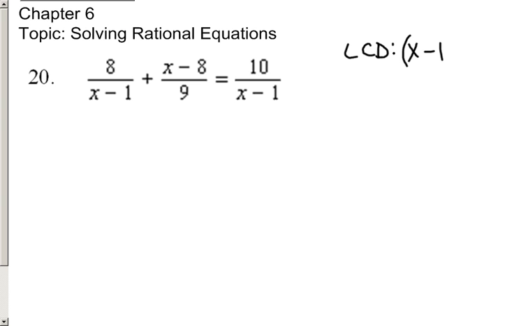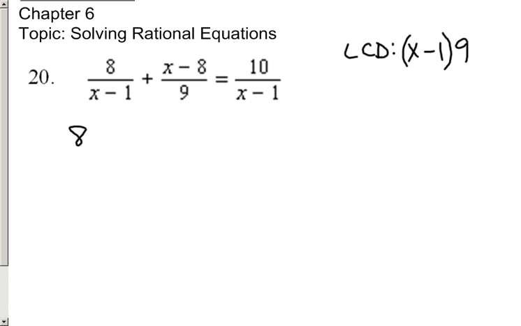Common denominator of the second rational expression is a 9, so I have to include that. And the third rational expression is an x minus 1, but I already have one. Secondly, I'm going to multiply the numerator and denominator of all of the rational expressions by any of the missing factors from the least common denominator.